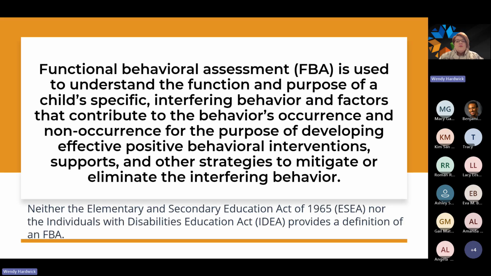So this is the formal definition. It reminds us that FBAs are not one size fits all. Each plan is built to identify what's reinforcing the behavior. That knowledge helps us design interventions that teach new skills and reduce problematic behaviors in meaningful and lasting ways. I do want to note that neither the Elementary and Secondary Education Act nor the Individuals with Disabilities Education Act provides a definition of an FBA.